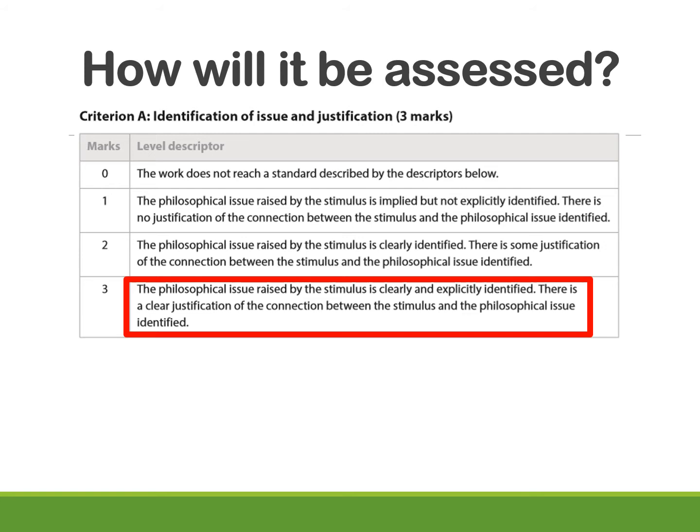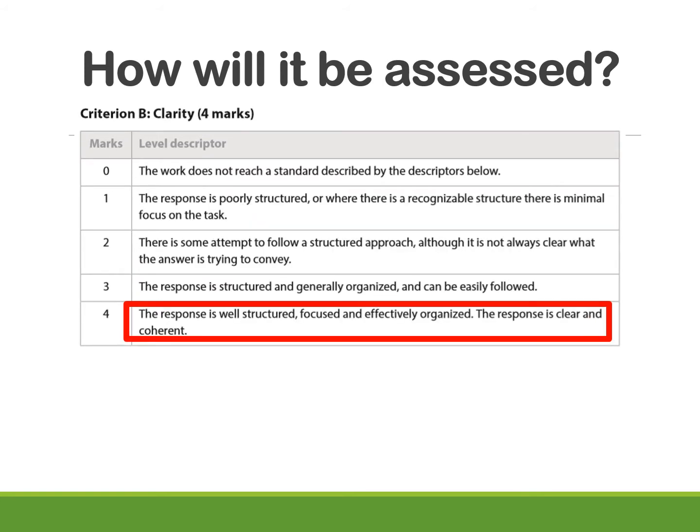So basically, you are clearly talking about your stimulus. What is it? What does it show me? And you're clearly linking it to the philosophical issue that is evoked by that image or by that text or by whatever the stimulus is. Okay, clarity is another criteria with 4 marks.